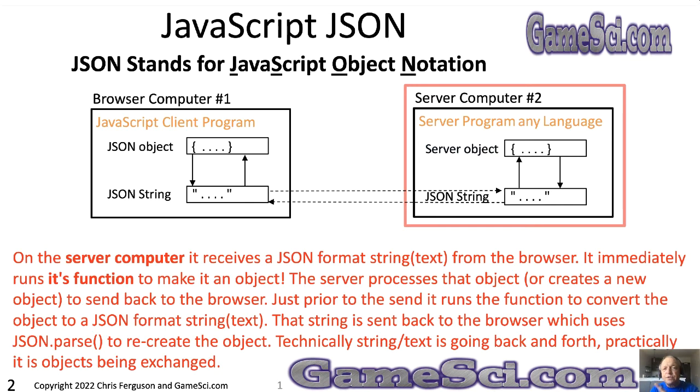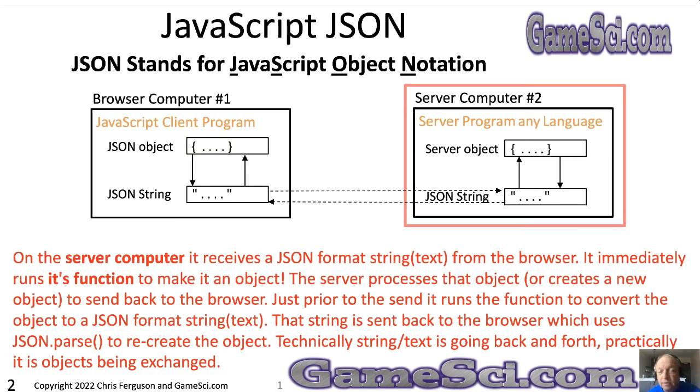On the server side, they're manipulating the data in whatever object format that language supports, and at the last second, they convert it to a JSON format string. Follow this arrow right here. That JSON format string is sent back to the client. The client then uses parse to convert it back to a JSON object.